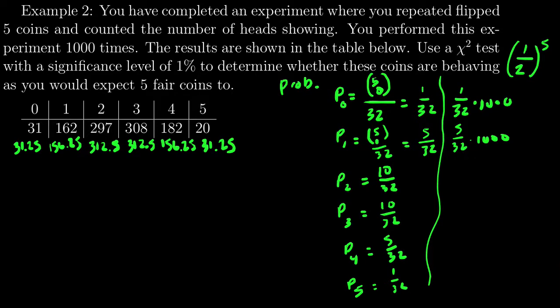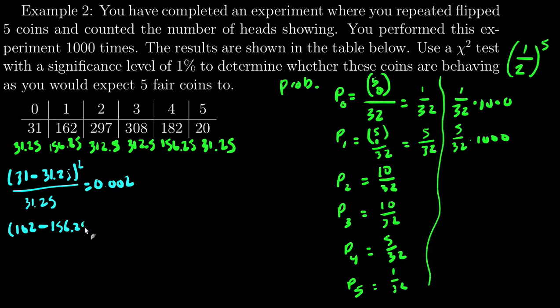Now I calculate the square differences divided by the expected. So I'm going to end up doing this process. I'm going to do the observed minus the expected squared over the expected. And when I do that, I'll get 0.002. The observed minus the expected squared over the expected. In this case, I get 0.2116.